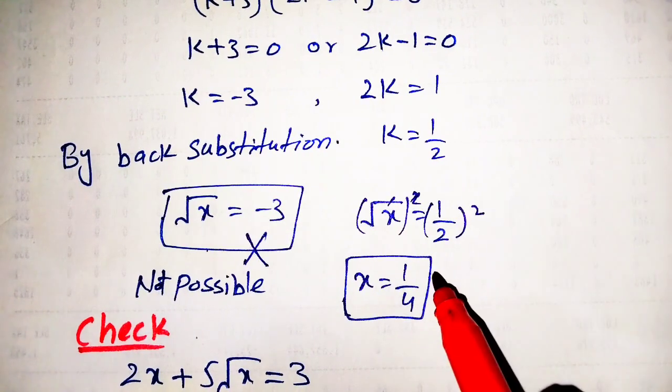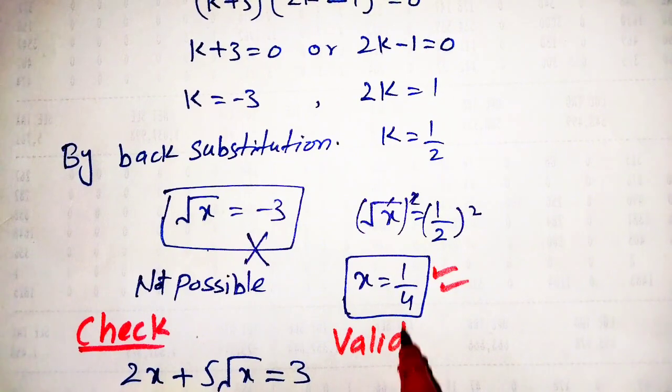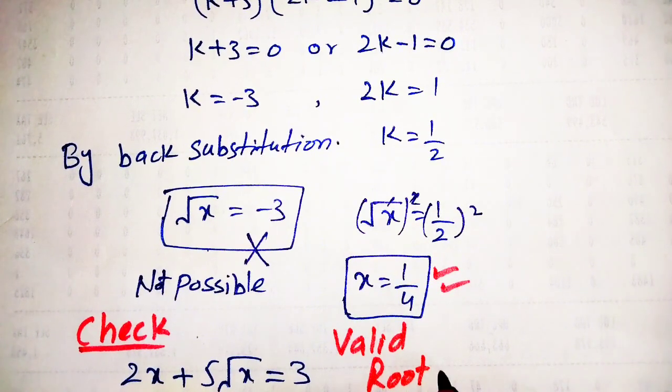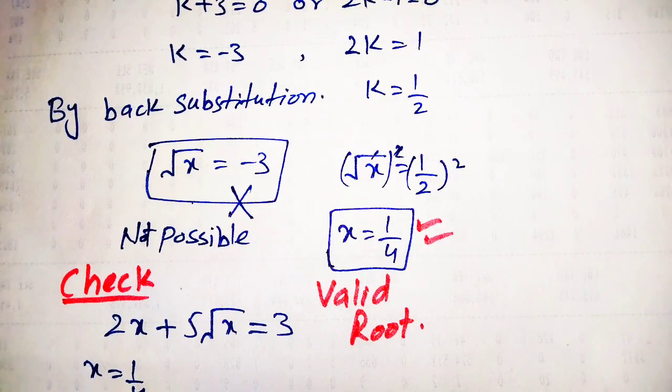So, we can see that x is equal to 1 over 4. This is the valid root, valid solution of the given equation. Now we will use method 2 to find the roots of this given equation. For this we will write the given equation again as.